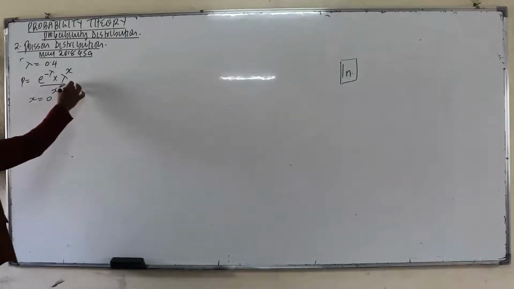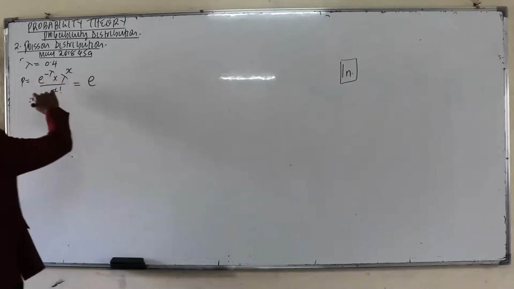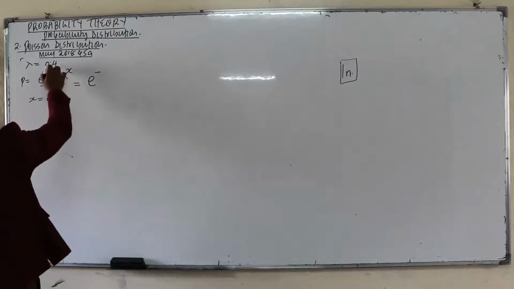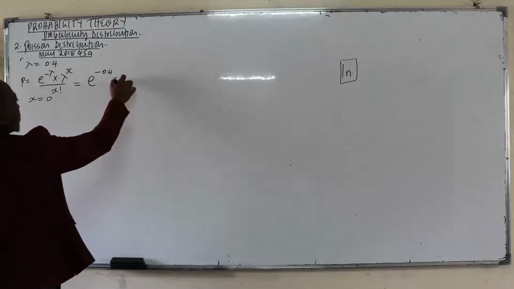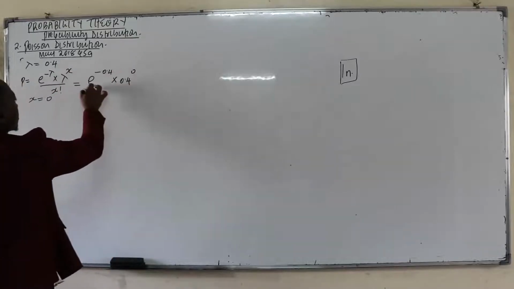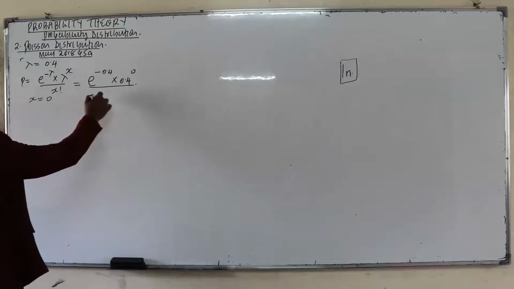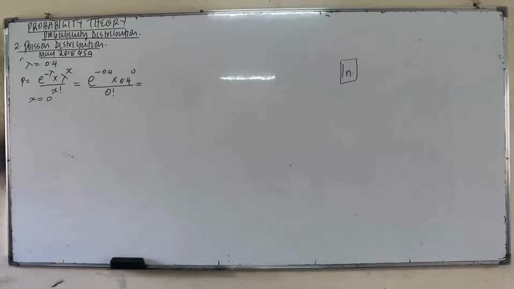So therefore, the probability will be you take exponential raised power negative lambda. Our lambda is the average of occurrences, 0.4, times lambda, which is 0.4, raised power x. Our x is zero, divided by x factorial, which is zero factorial. Now this is what you do.